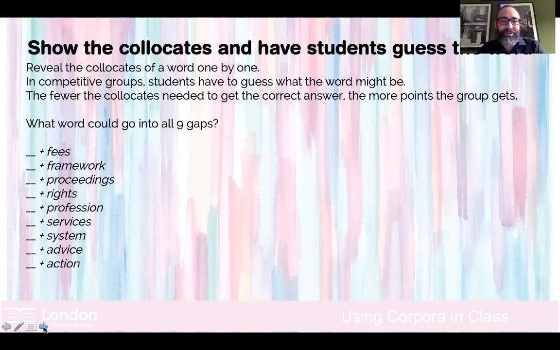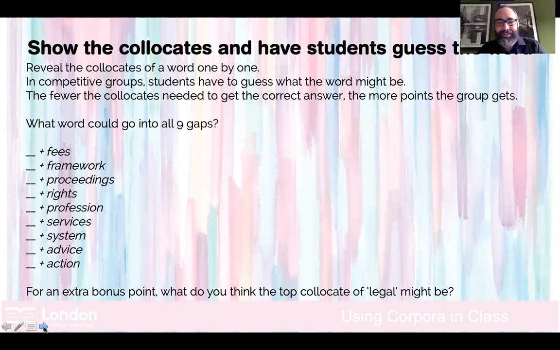Okay, got it. Yes, Julia, it's legal. Okay, exactly. Legal in this case, all right? The same word for all of them. And for an extra point, what do you think is the top collocate of legal?